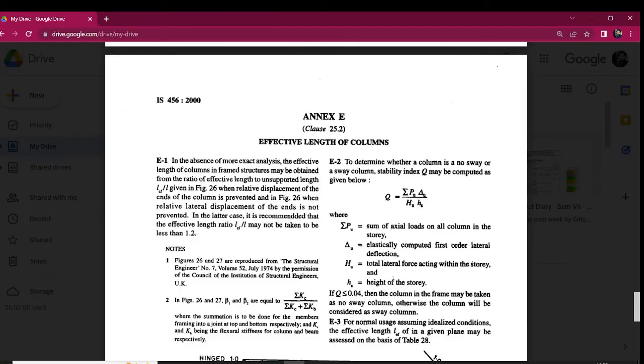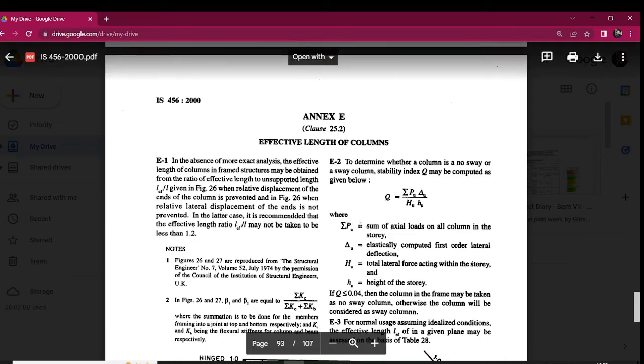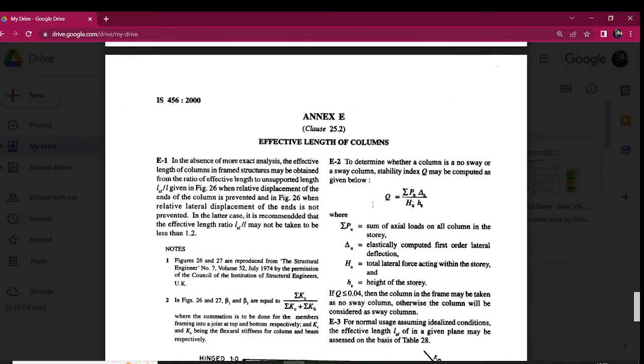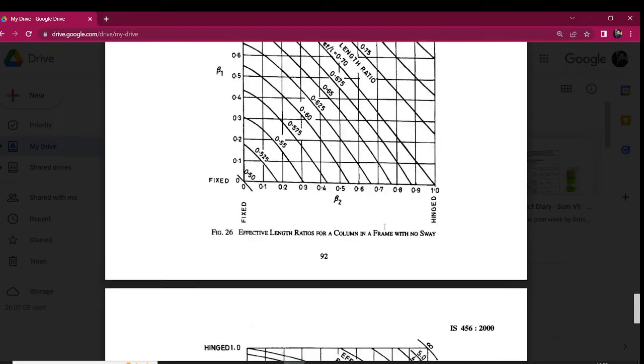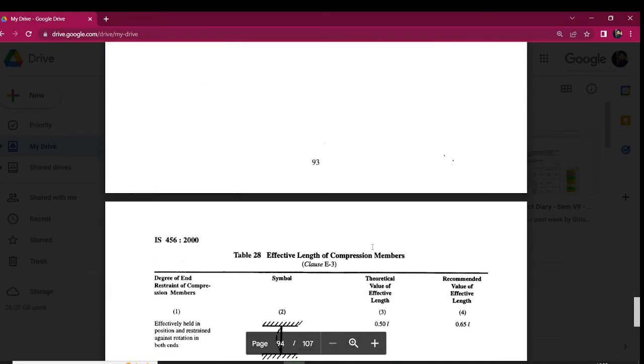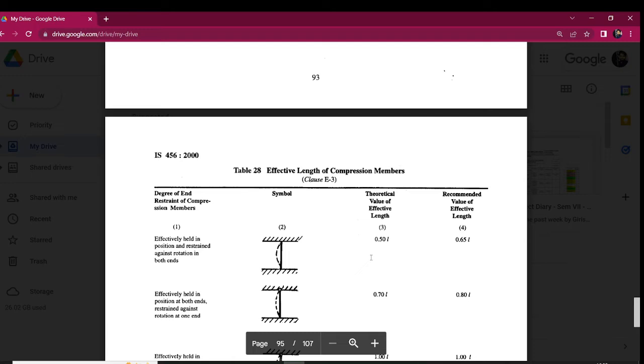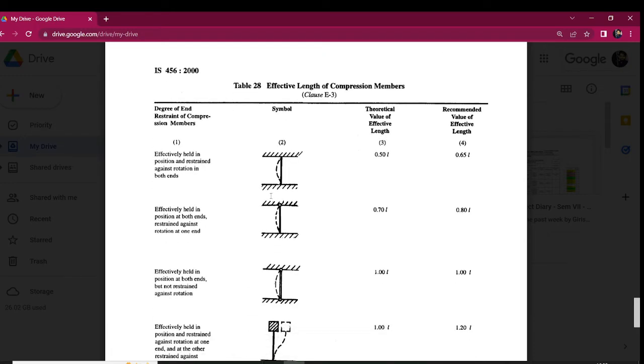We have to determine the effective length of the column from IS 456 2000, from Annexure E. The title of this annexure is effective length of the column. In this annexure, we have one table, table number 28, and we will get the value of the effective length of the column from table number 28. To determine the effective length of the column, we must know the end condition of the column. So the effective length of the column depends on the end condition of the column.